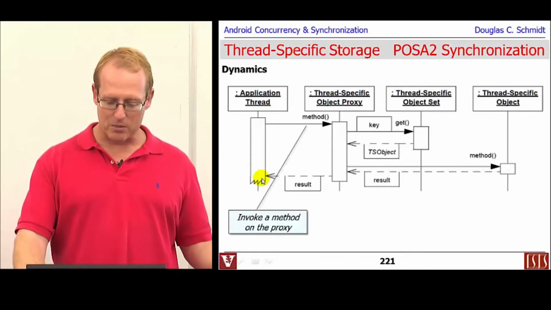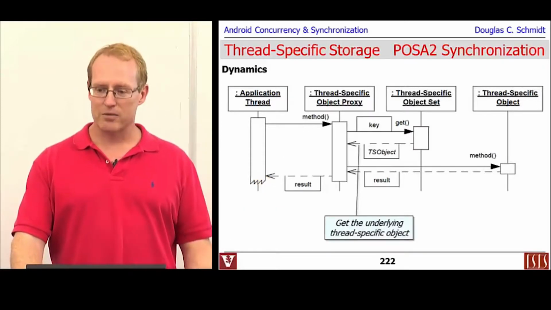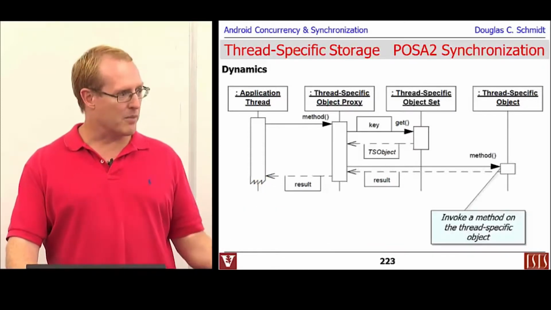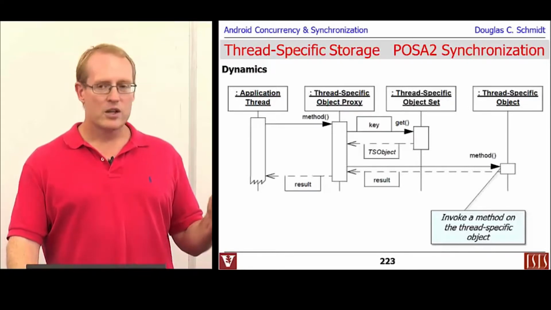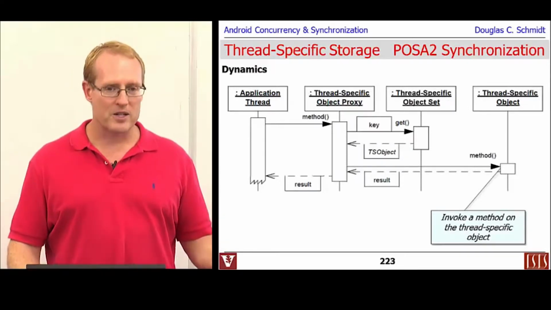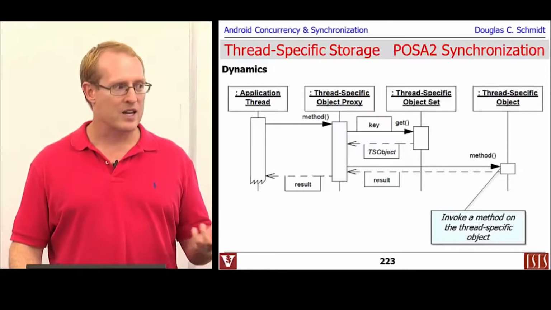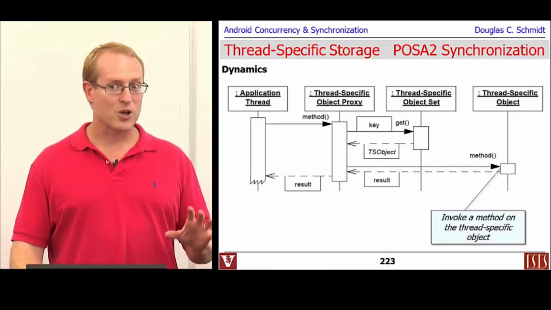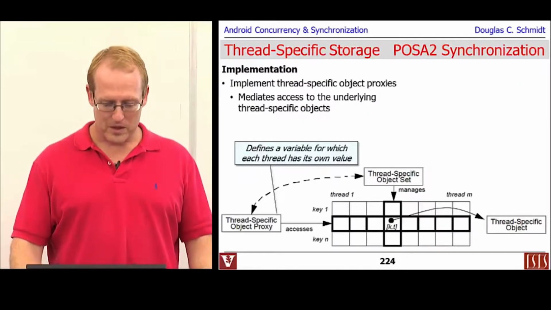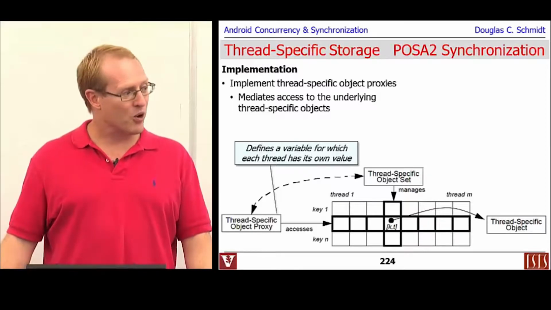So you invoke a method on a proxy, it gets the underlying thread-specific object, and then it automatically invokes a method on the object. You'll see that Java doesn't quite go that far because Java doesn't really have anything quite like the delegation operator in C++. But I'll show you that also. It's pretty cool. All right, so how does this actually work under the hood?